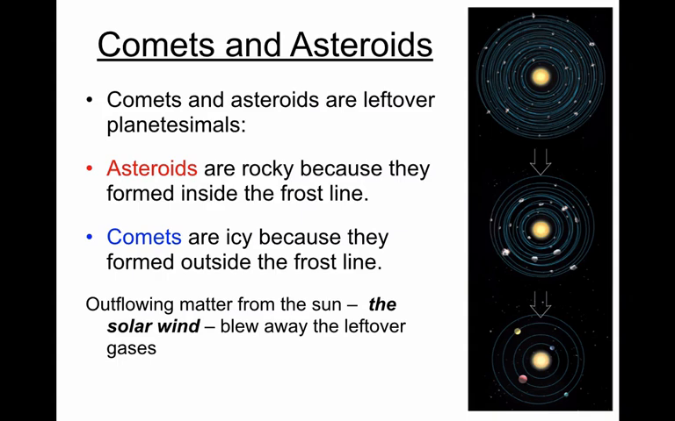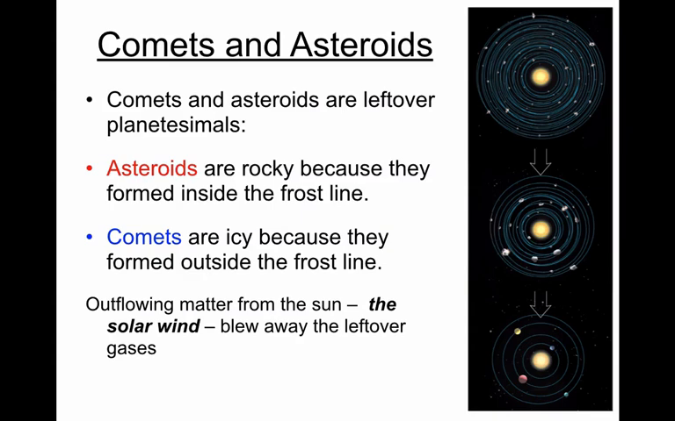Like any good art project, there are always leftovers. Okay? Those leftover pieces are what we call the asteroids and the comets. Okay? So asteroids are rocky bits, right? Little leftover rocky pieces. Those are the ones that were most likely formed inside the frost line. Now, asteroids can have some ice in them, but they're much more rock than they are ice. Okay, so those are the ones that we find in the asteroid belt, just in between Mars and Jupiter, just inside that frost line.